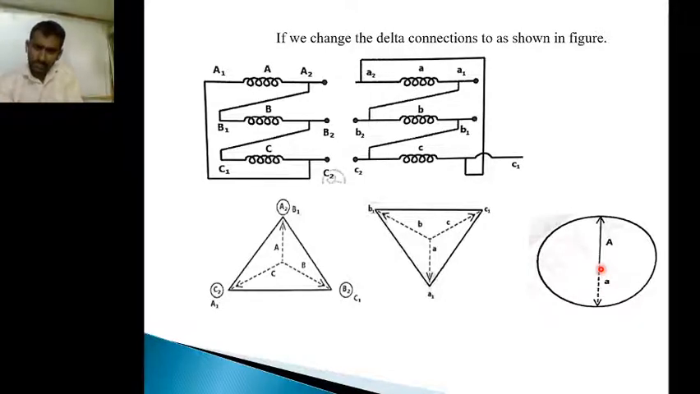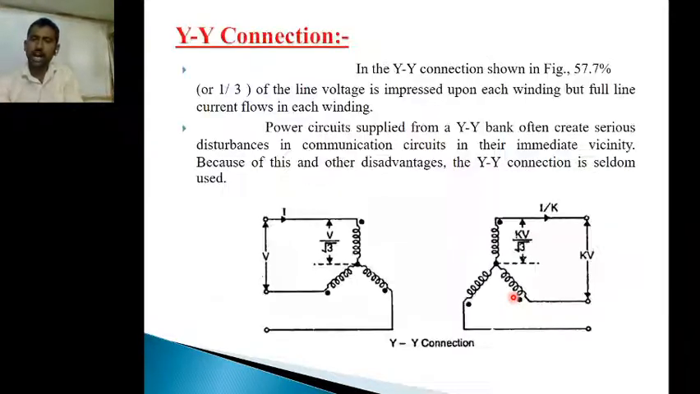So this is also called capital D small d 6. Capital D represents the primary winding, that is delta connection, and small d represents the secondary winding, that is also delta connection, and 6 o'clock means the opposite phase.